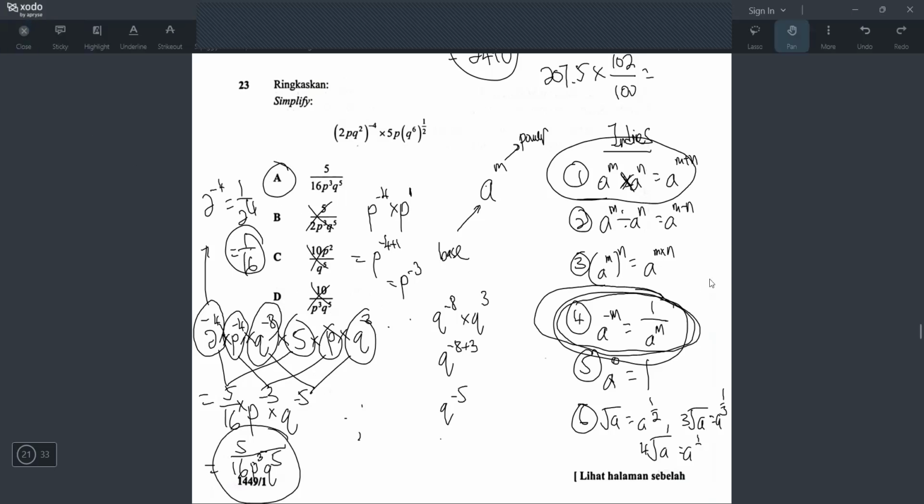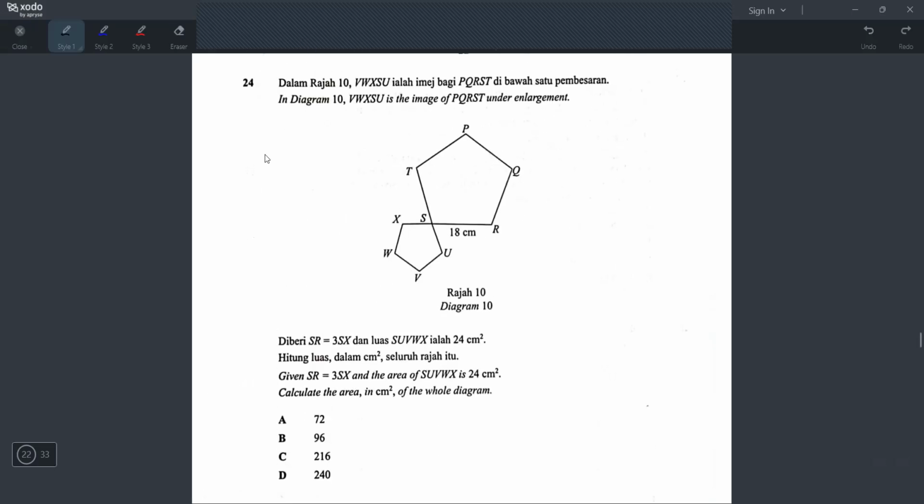Alright? So hopefully you understand, and make sure you hafal all these 6 things, you kena tahu semua. Okay? Okay, keep going with 24.